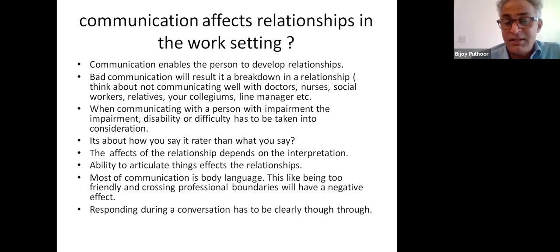If you have a friend, you communicate in a certain way, but that may not be the way you communicate with your parents, or your husband or wife, or with the doctor. So each situation demands a certain way of communicating, and we have to understand the best way to communicate with people.